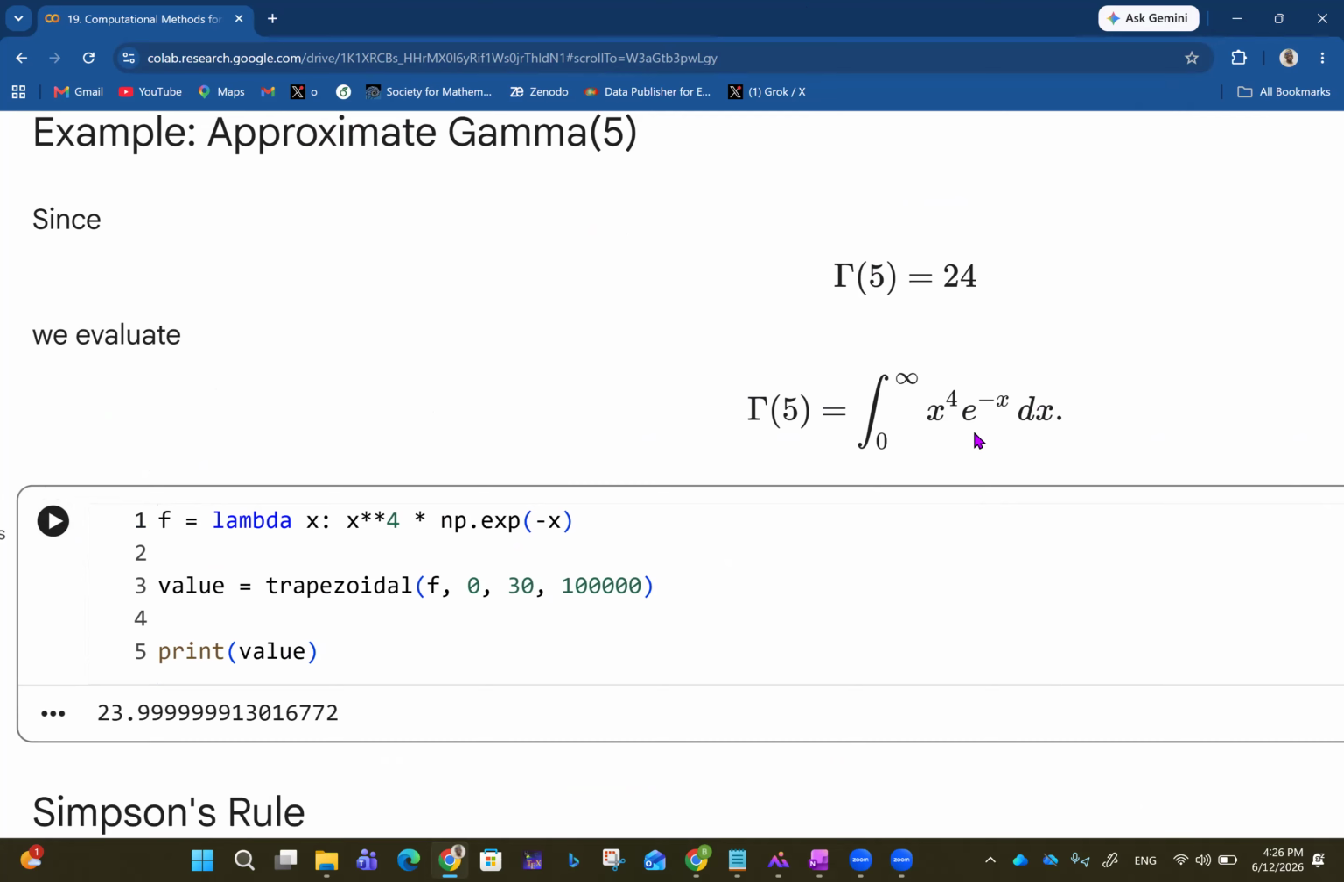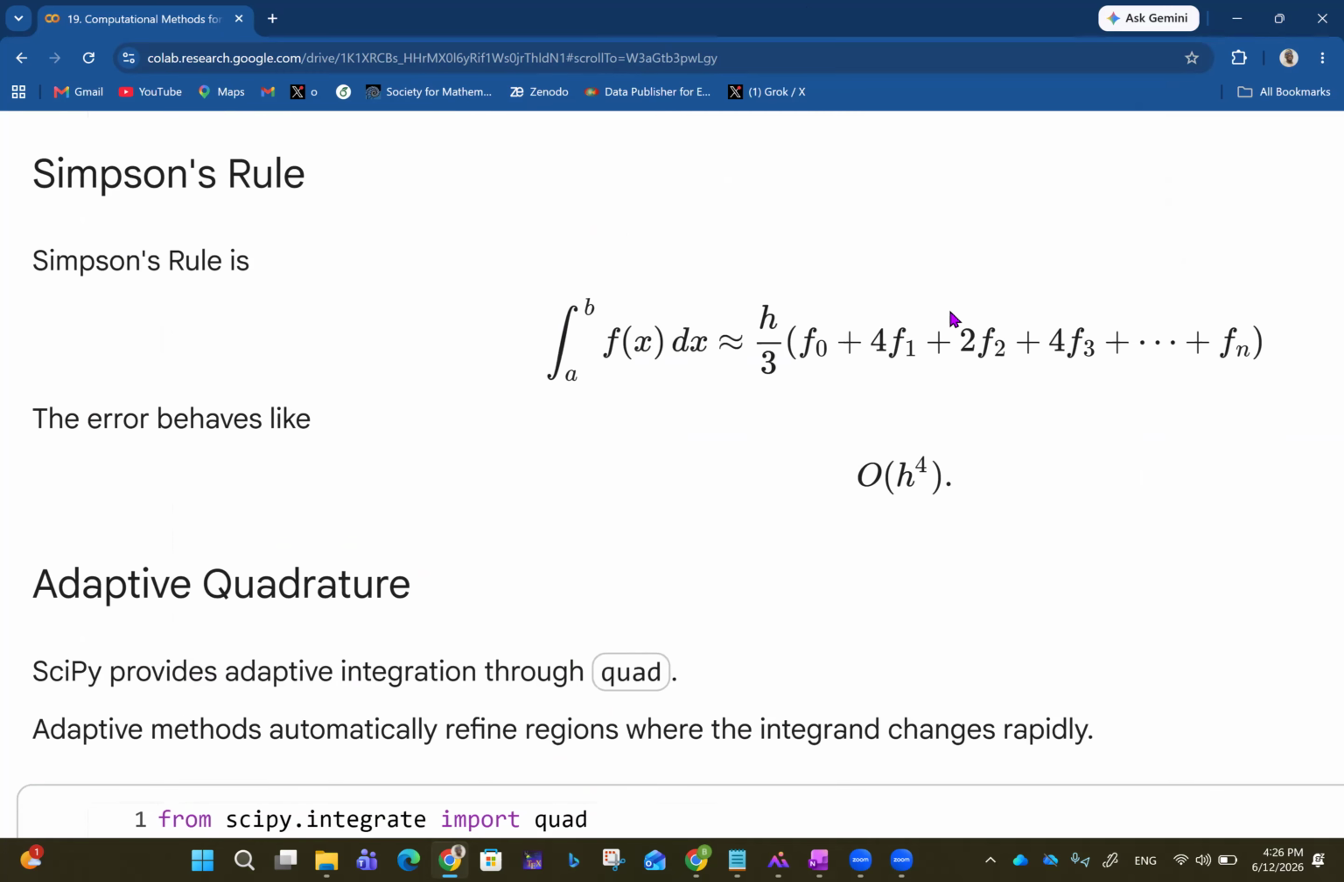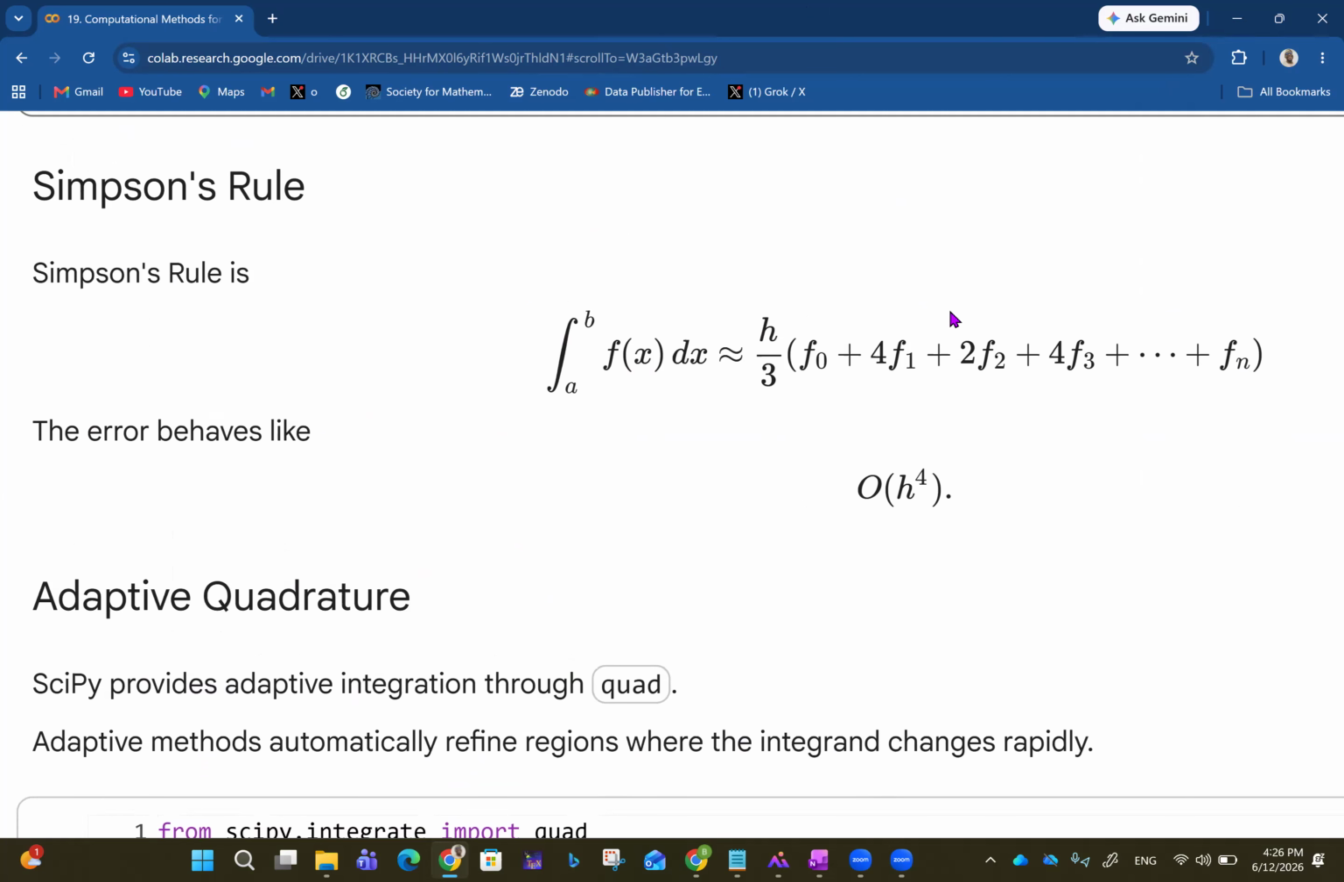Because if we try to solve this, we know this is 24, right? But when we do the numerical, we get 23.99, which is pretty close to 24, by the way. Then we have Simpson's rule, which is another numerical integral method. I think I dealt with all of these one after the other under numerical analysis. I took them one after the other to explain how they work and took several examples.